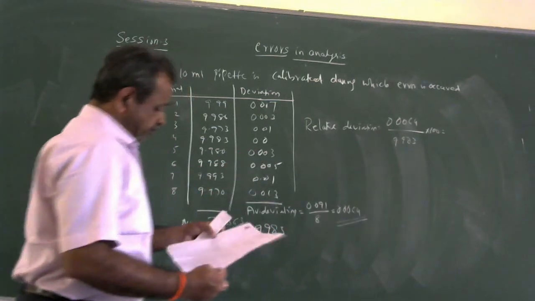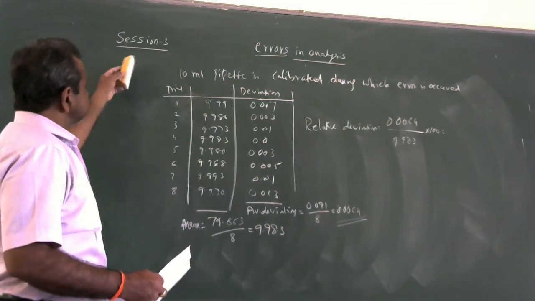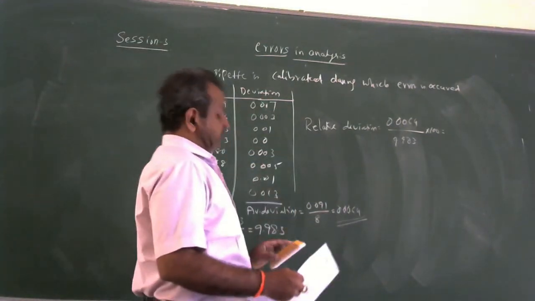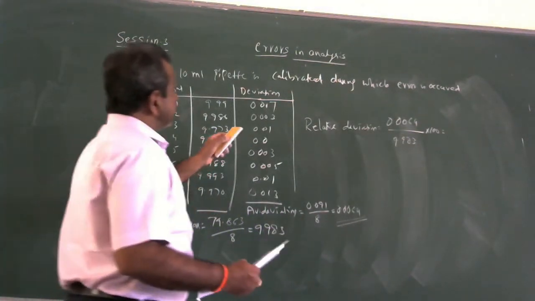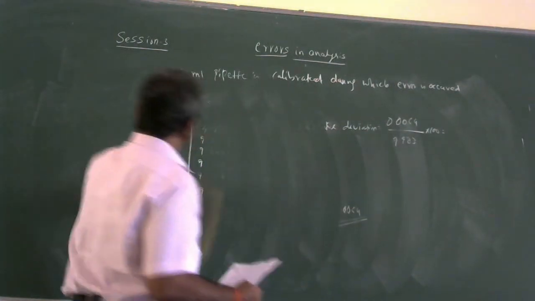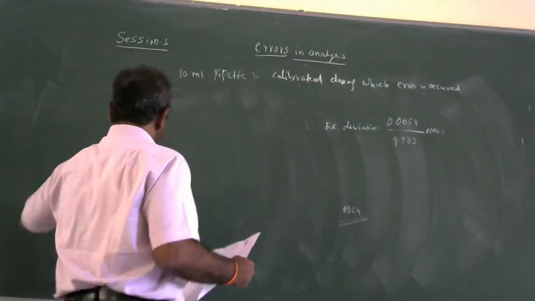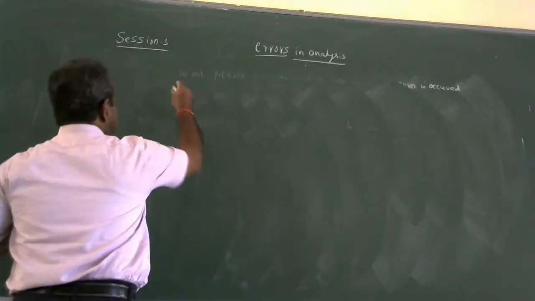So that's how we have to do the calculation for deviation. Now next, let us see how to get the standard deviation. The last important term is standard deviation. So how to calculate standard deviation?